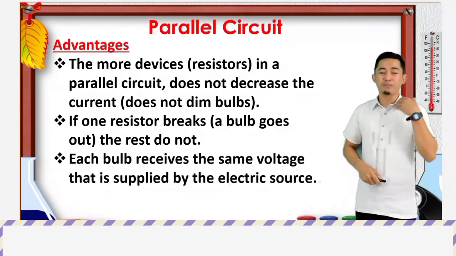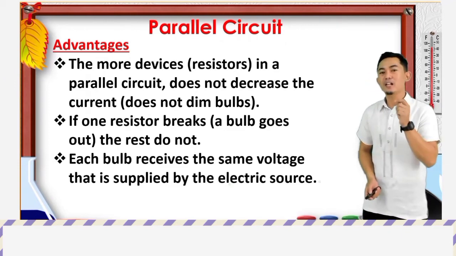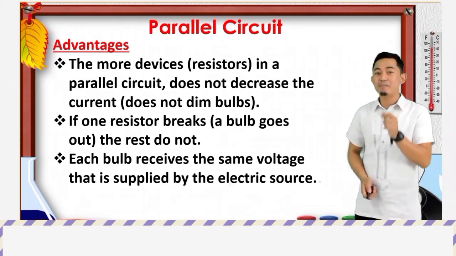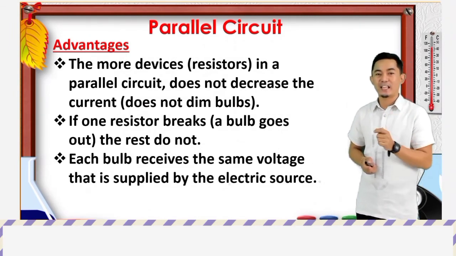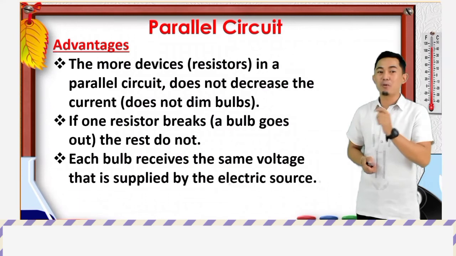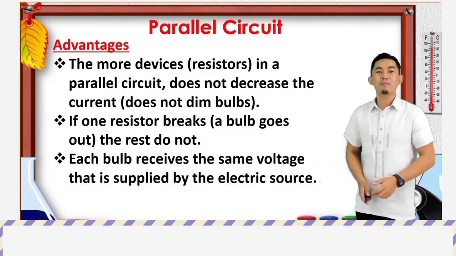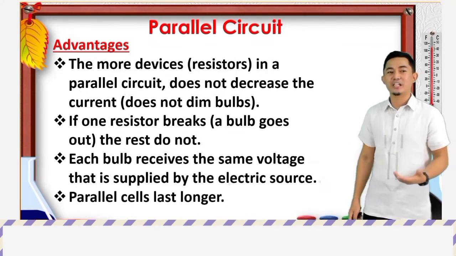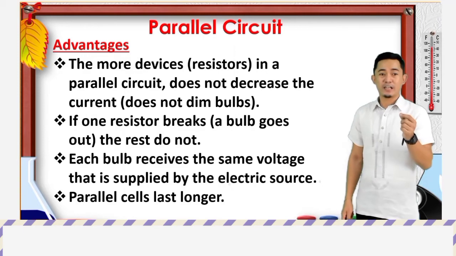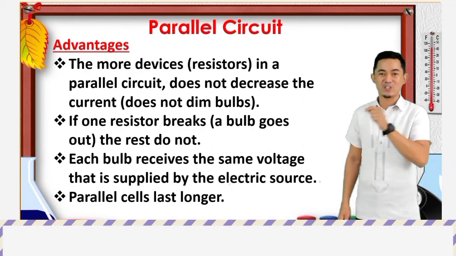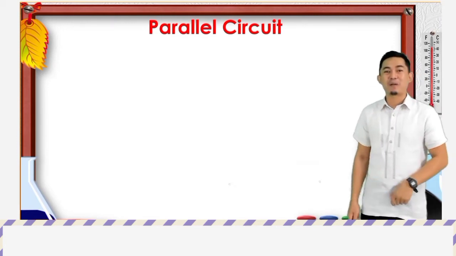And how about this last advantage? Okay, in a parallel circuit, each bulb receives the same voltage that is supplied by the electric source. So, the same voltage that is supplied by the electric source. Okay? How about the disadvantages? Or sorry, we also have the last advantage, which is that parallel cells last longer. Okay. How about the disadvantages of a parallel circuit?